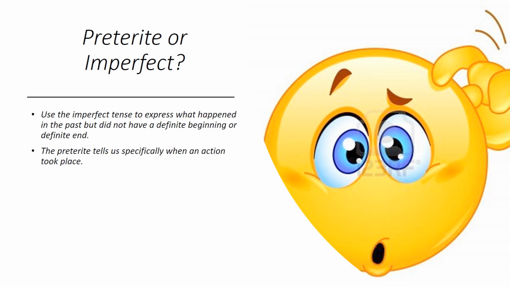Keep in mind that we use the imperfect tense to express actions in the past that didn't have a definite beginning or a definite end. The preterite tells us specifically when an action took place. On the other hand, the imperfect tense tells us in general when an action took place. So let's begin.